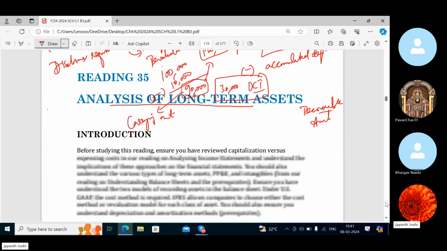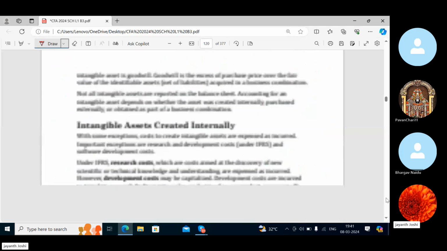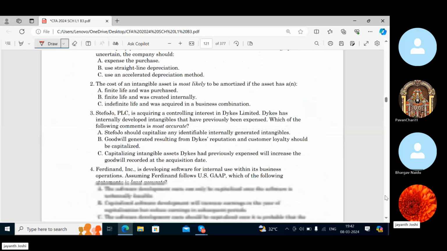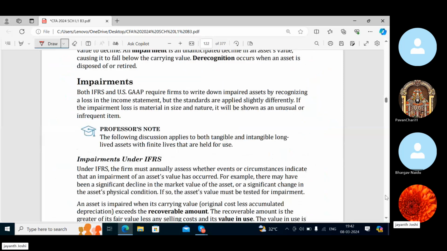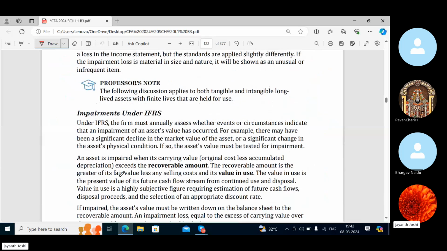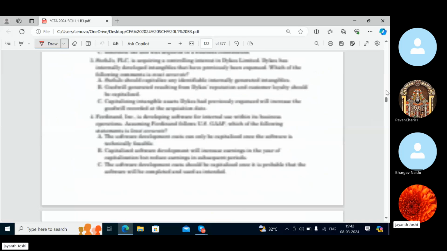I don't think that much detail is given to you, so I'll check it out and then I'll explain. Otherwise, I won't explain. Impairments, yeah, okay, recoverable amount. Yeah, okay, greater of, okay, I'll just explain it. Yeah, it's there.